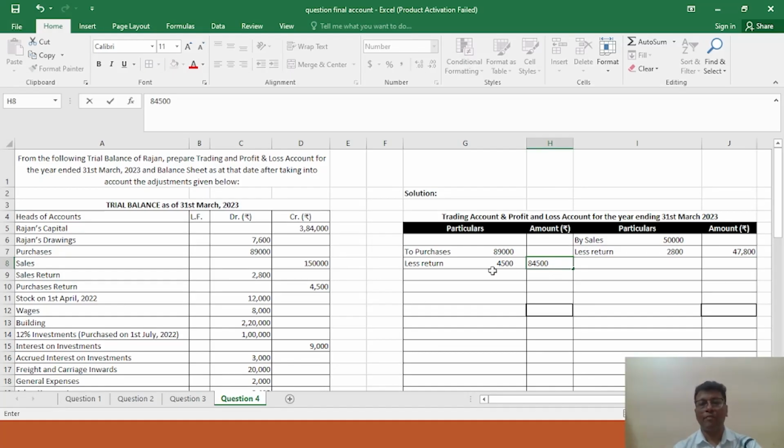Right, 84,500 is the balance, and opening stock, that's why we left space for it, because this is a particular format, as you are aware of. So we have to write here: to opening stock, that is 12,000, and wages 8,000. Right.